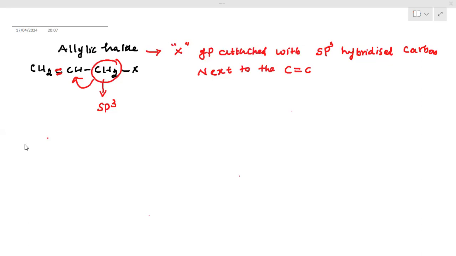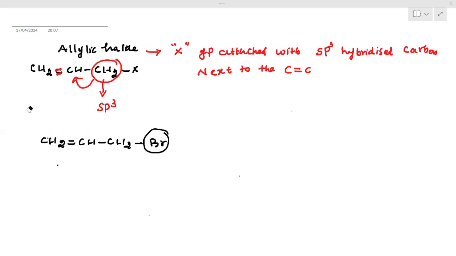And CH2. This is my allylic bromide. Okay? So the halogen is attached with an sp3 hybridized carbon, and that sp3 hybridized carbon is bonded next to the carbon double bond. This is what we call an allylic halide, allylic bromide. Now let's see what process takes place, that is the formation in the first step.